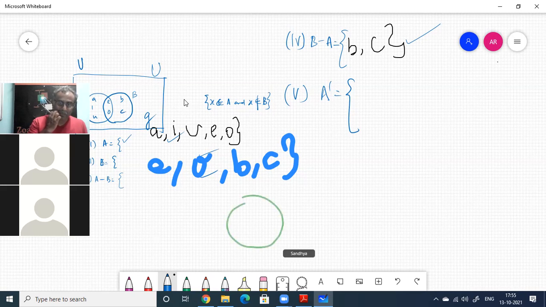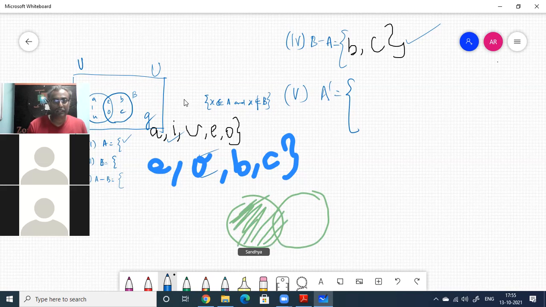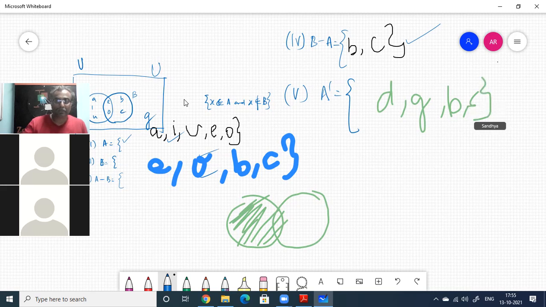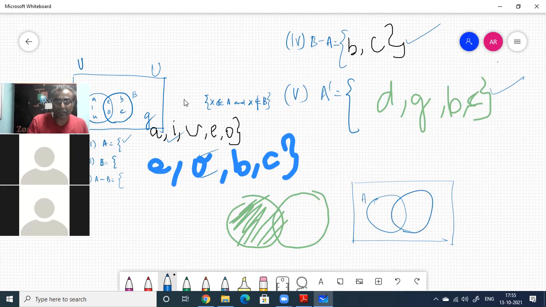D and G are outside both A and B. What is A complement? Okay, you got the set right. This is right. But the diagram is not right. What is A complement? This is A. No, A must not be shaded. A complement is everything that is not A. This is only A complement.